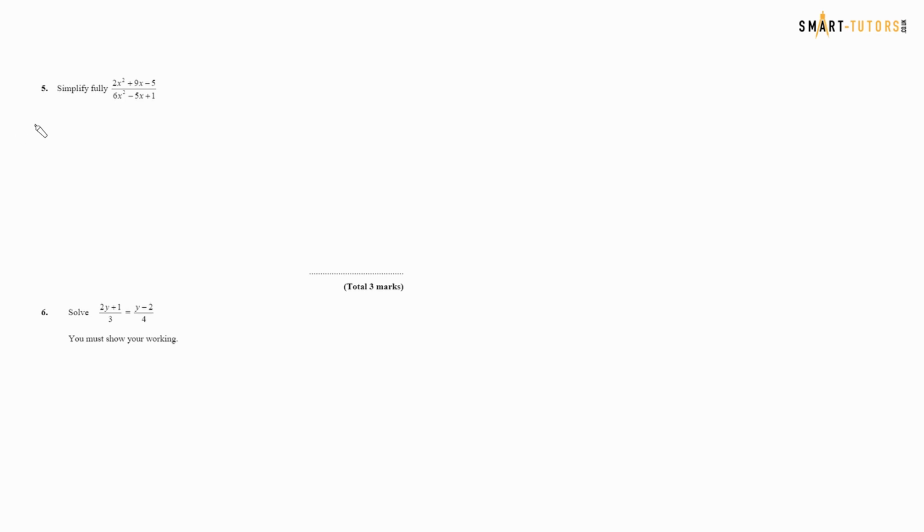Question number 5. Simplify fully. So the denominator and the numerator have quadratics, so we have to factorize top and bottom. I'm going to do it separately. So 2x squared plus 9x minus 5.